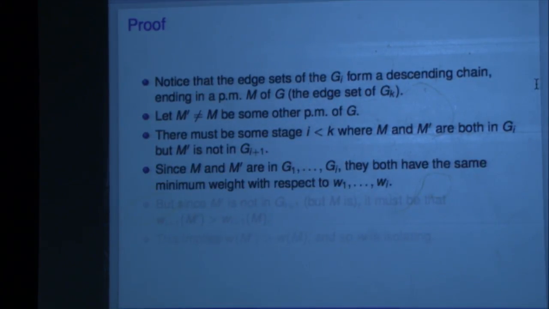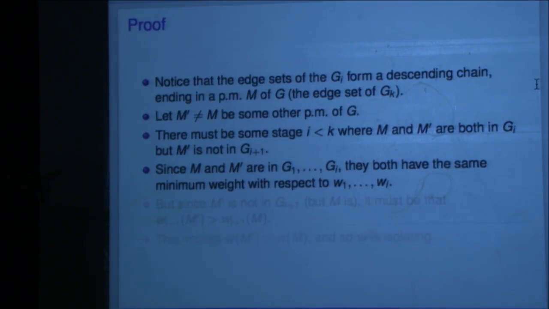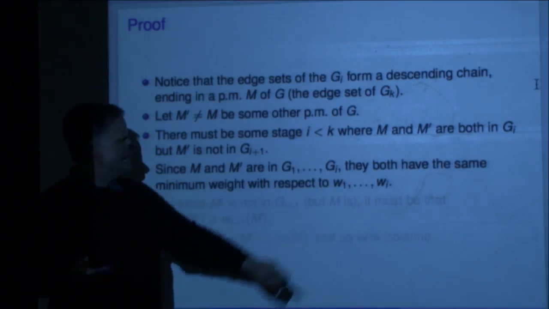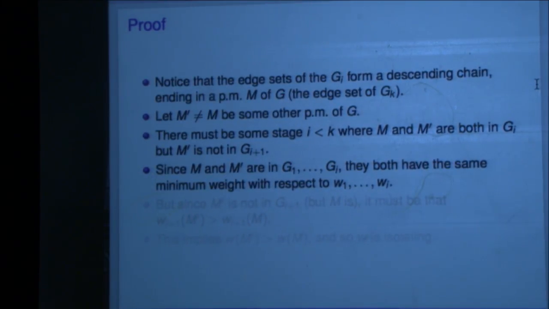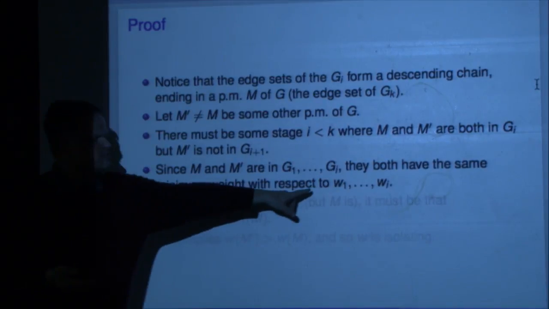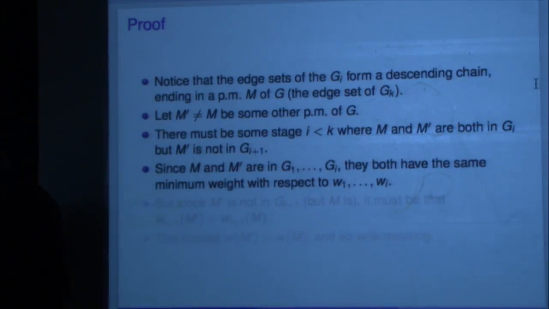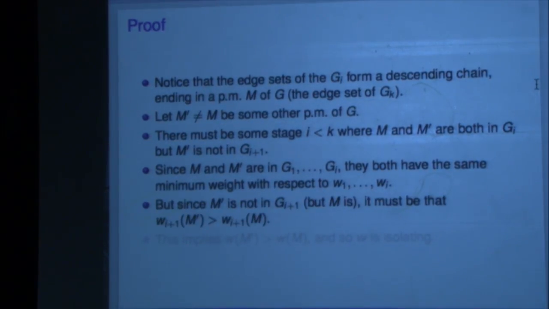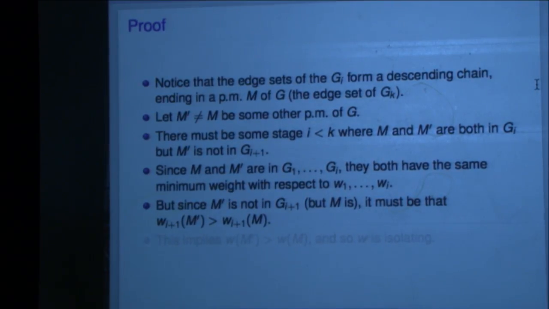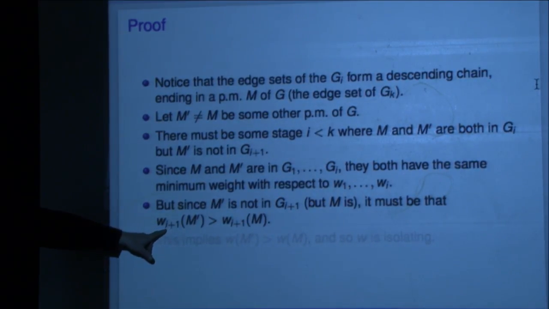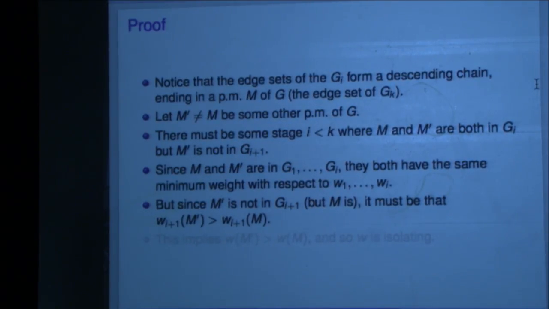M and M prime are in all of these graphs up to I. These are derived graphs, so M and M prime have the same minimum weight with respect to all of these weight functions. That's how you get into the derived graph: you have your perfect matching of minimum weight. So they all have the same minimum weight with respect to all the weight functions up to W sub I. But M prime is not in G sub I plus 1, and M is. So it must be that the I plus first weight of M prime is bigger than the I plus first weight of M. That's how M prime doesn't get into the derived graph.